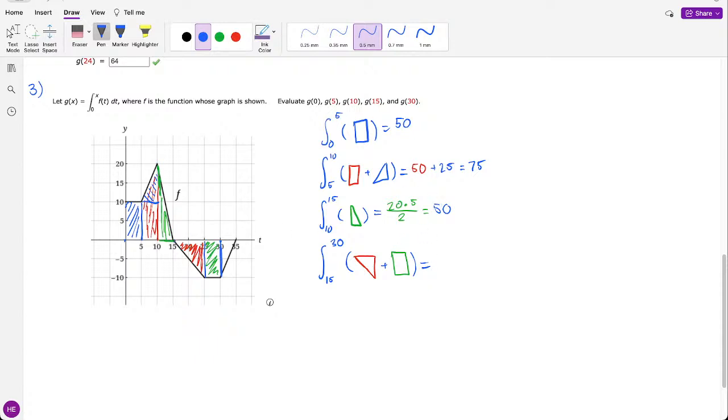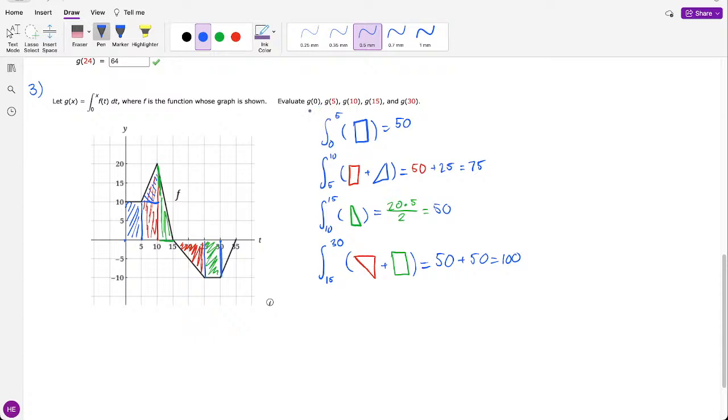Well, our red triangle is 5, 10, so 10 by 10 over 2. So that's 50, plus 5 by 10, which is 50. So that equals 100.